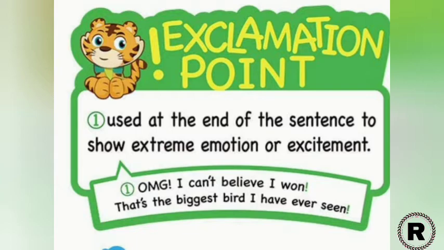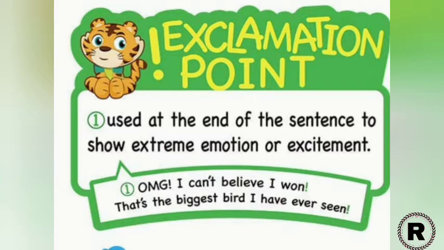So this exclamation point is used at the end of a sentence, and that sentence is showing the extreme emotion or excitement. And again I'm repeating, it can be the sudden emotion of happiness and the sudden emotion of sadness as well. Like, OMG, I can't believe I won. So this is the sudden reaction of happiness. That's the biggest bird I have ever seen.